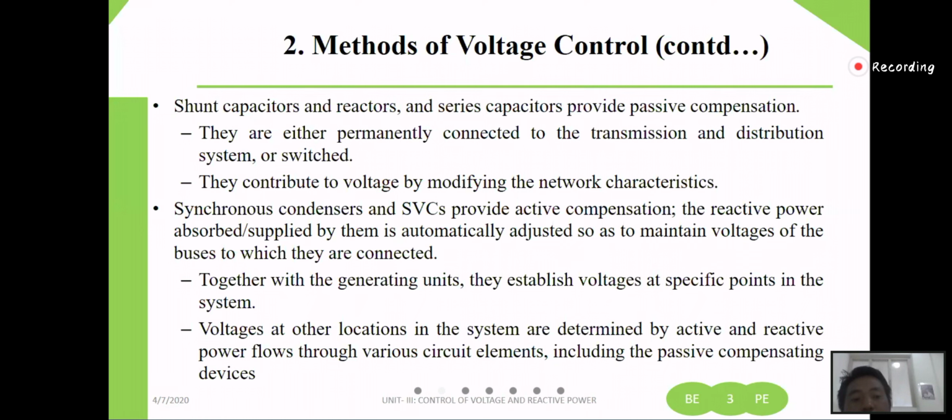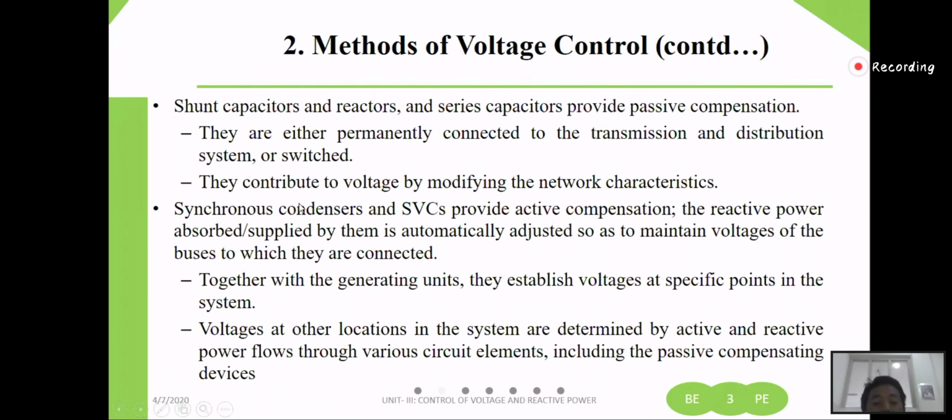But shunt capacitors, reactors, and series capacitors provide passive compensation. They are either permanently connected to the transmission and distribution system, or there is a facility to switch them off. When it is not required, it will be switched off; when it is required, it will be switched on, through a relay and so on. This type of compensation is known as passive compensation.